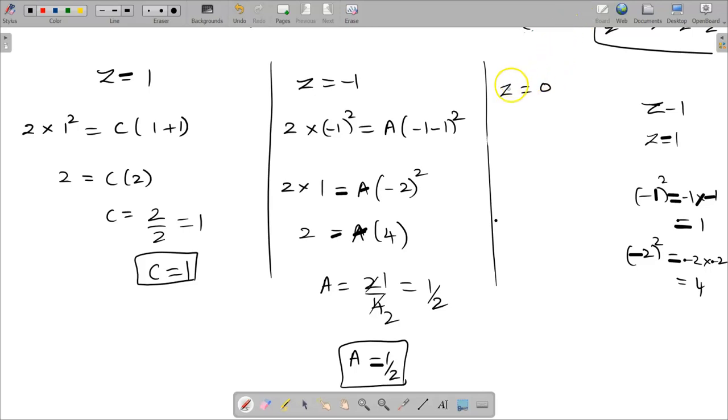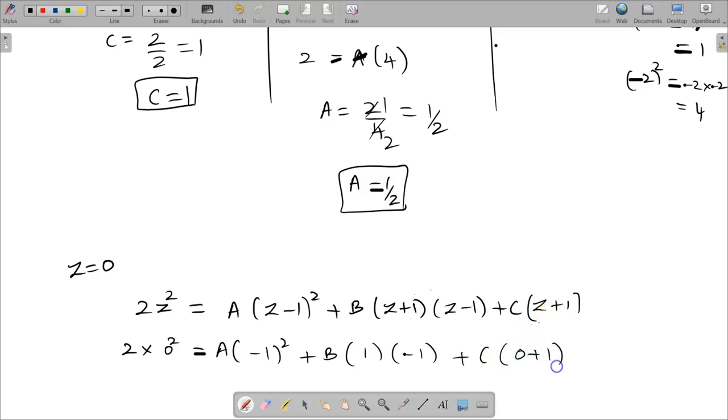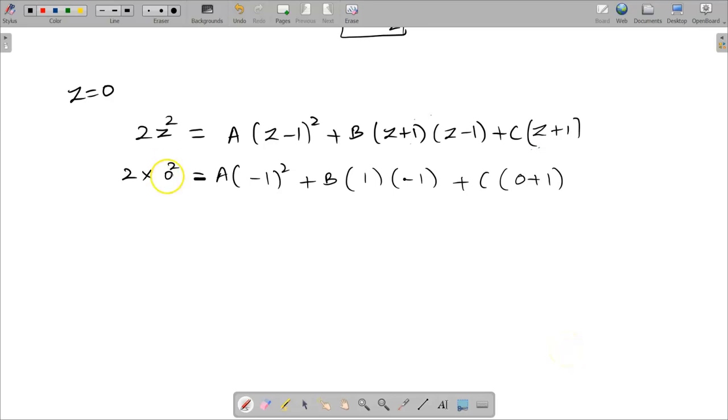So in order to find out the B term, we need to substitute Z equal to 0. So let us consider the overall equation and substitute Z equal to 0. On the left hand side, when we substitute Z equal to 0, it is 2 into 0 square, which is equal to A into Z minus 1 the whole square. So here it is 0, 0 minus 1 is minus 1 the whole square, plus B into 0 plus 1, which is 1, and then 0 minus 1, which is minus 1, and then plus C into 0 plus 1, which is plus 1. So 0 square is 0, and 0 into any value is 0. So the left hand side is 0, which equals A into minus 1 the whole square.